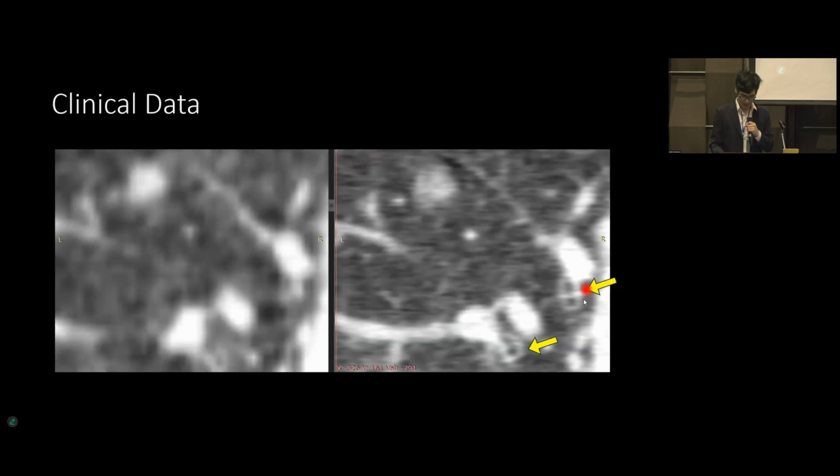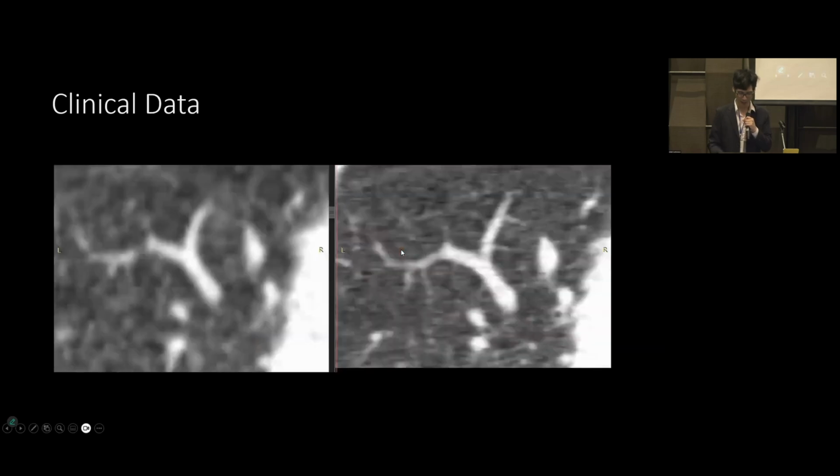Here, in fact, you can't even make out these airways. I guess they're airways. Sorry, I'm a scientist and not a radiologist, but you can see that these features are completely invisible in the left image. Again, much improved image quality. You can see that there are these branches that aren't even visible on the left scan, and this bronchus.